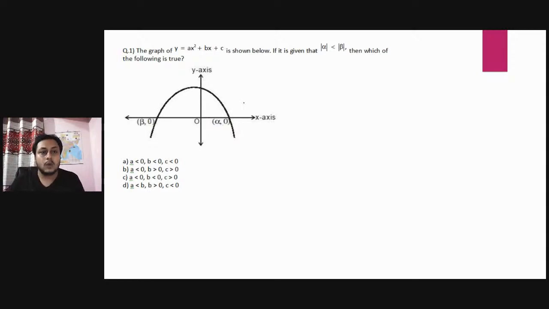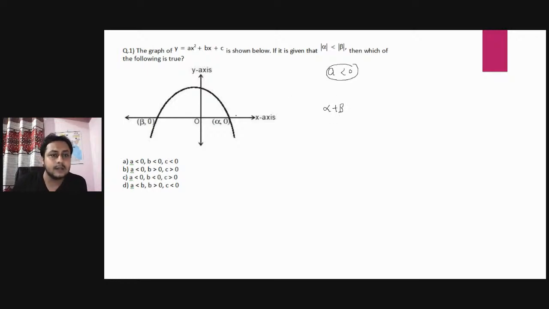So guys, this is a downward parabola. You have to know that for a downward parabola, the coefficient of x square, that is a, should be less than 0. A should be less than 0, right?